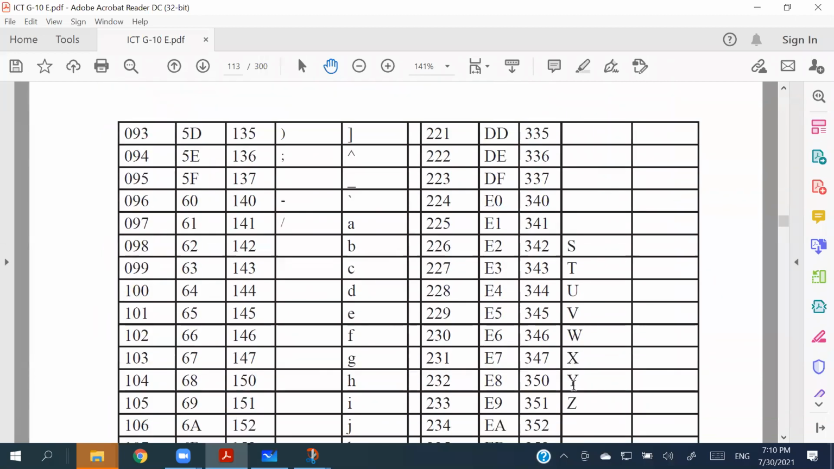Oh, there you go. Simple C is over here, so it belongs to 99, right? Then we need H, simple H. So you can see the sequence goes the same way. If C is 99, then D, E, F, G, H. So 99, 100, 101, 102, 103, and 104.